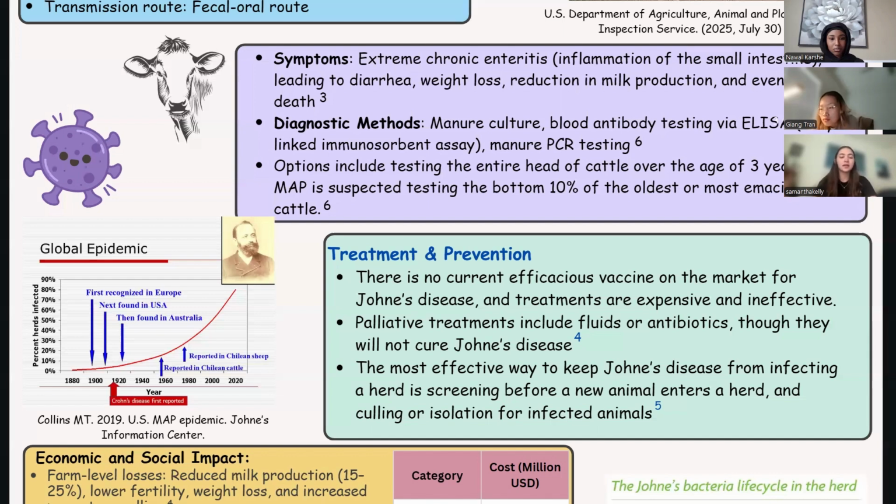The most effective way to keep Johne's disease out of a herd is to screen new animals coming into the herd or buy cattle only from confirmed negative tested parents. If Johne's disease is suspected, isolation from the herd is extremely important. Other options include culling, slaughter of positively tested animals to prevent the spread of Johne's disease to the rest of the herd.